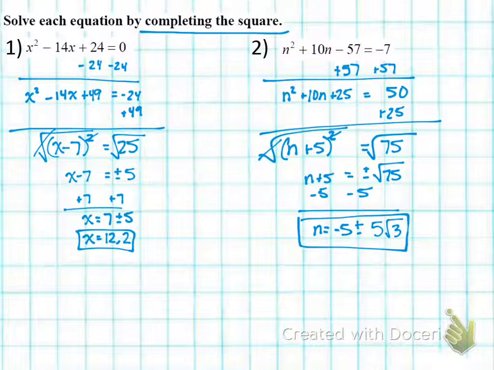And then on the second step, instead of doing minus 25 and then minus 25, you just did plus 25. What's that? Because half of positive 10 is positive 5. Positive 5 squared is 25. Positive 25. I'm adding 25 to both sides. I inserted that number. I completed the square.